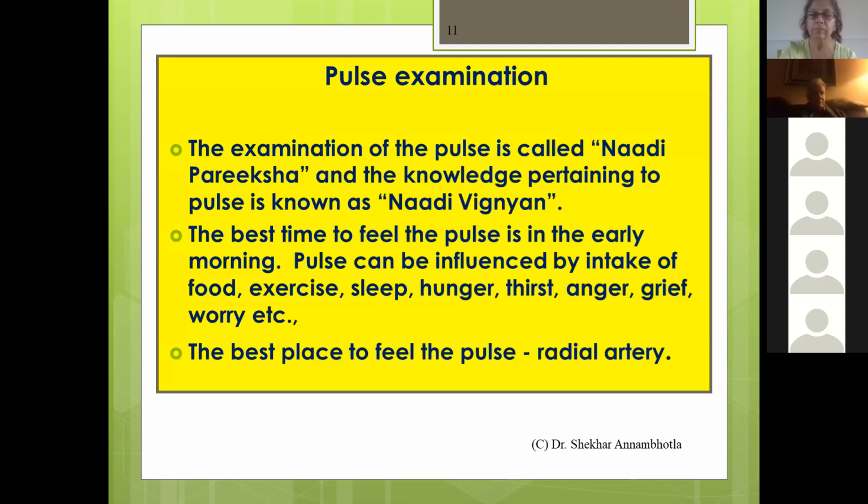Pulse examination, called Nadi Pariksha, is the knowledge pertaining to the Nadi. According to yogic philosophy, there are more than about 7,000 Nadis. But here we are going to talk about the radial pulse, which is the important pulse in the body. That is what is going to assess the levels of the pulse analysis.